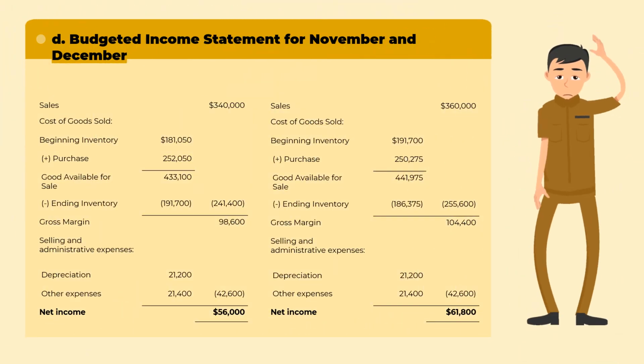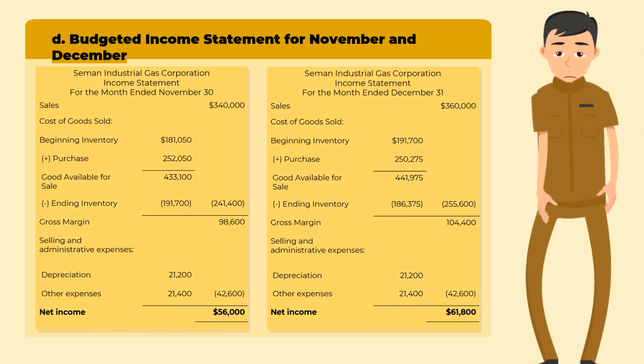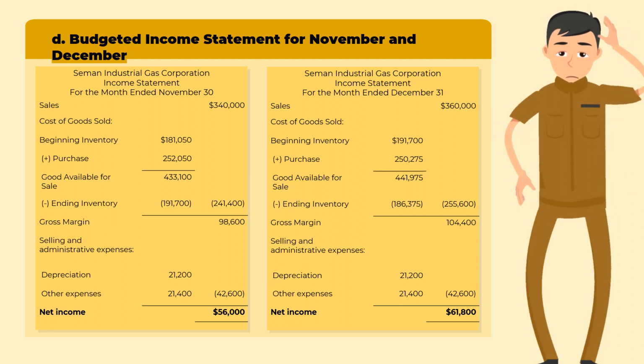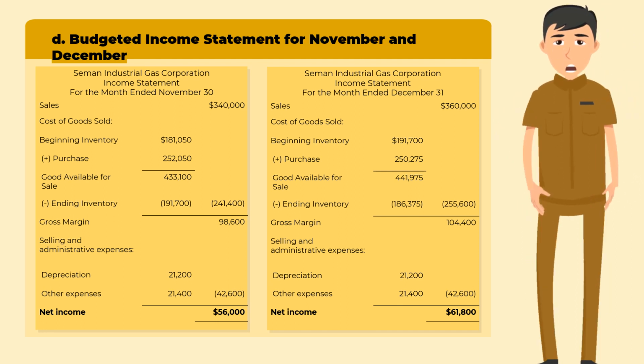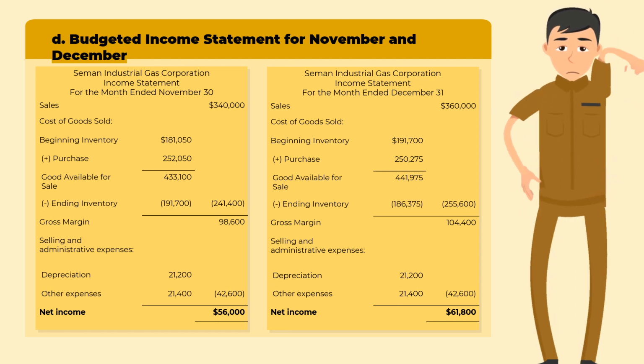My name is Nur Afiqah binti Abu Yaziz, and now I will proceed with the budgeted income statement for November and December. Okay, so for this part, I will separate between both months. The first one is the income statement for the month ended November 30. The sales for November is $340,000 minus the cost of goods sold.